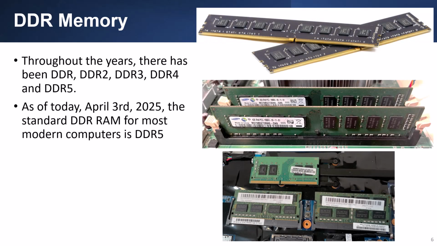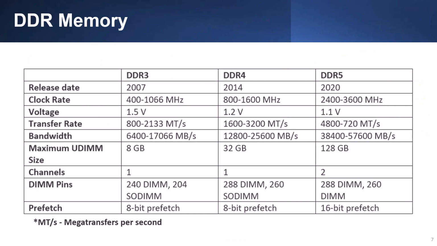Throughout the years, there have been DDR, DDR2, DDR3, DDR4, and DDR5. As of today, April 3rd, 2025, the standard DDR RAM for most computers is DDR5. As you can see from the chart, every iteration of the DDR protocol sees significant performance increases over the previous generation, including clock rate, transfer rate, and bandwidth, while reducing voltage.